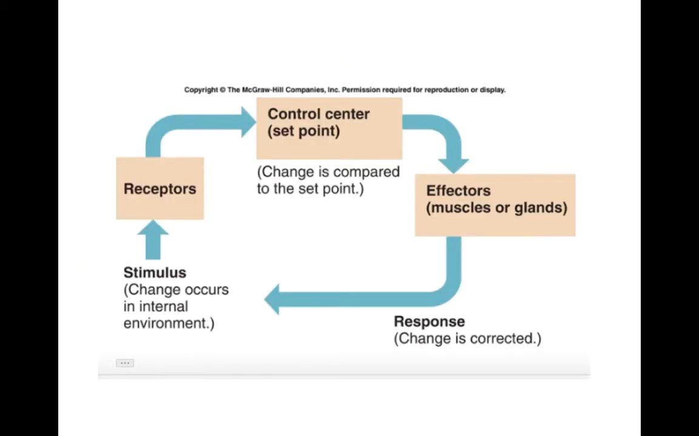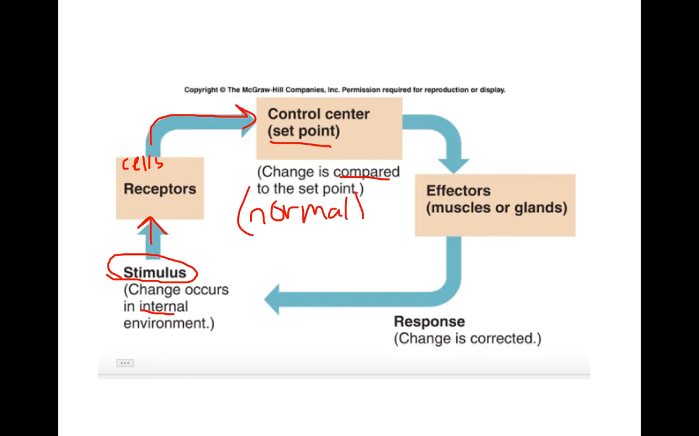So here we have the stimulus. A change occurs in either the internal or external environment. And so these receptors, which are cells and tissues, notice it. And they send that information to the control center, which is the set point. It compares it to the normal. And then it decides whether we need to do something about it. So yes, we do. It sends something to the effectors, which are muscles or glands, and they will then send out a response like a hormone to adjust.